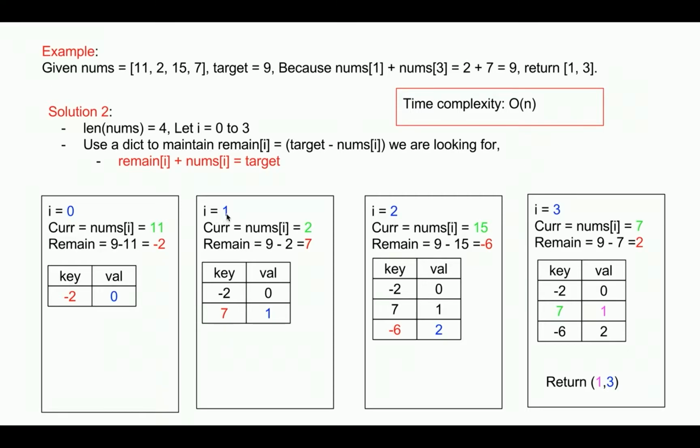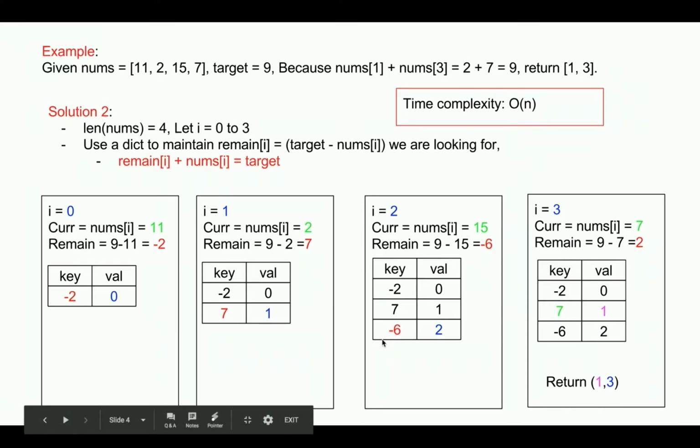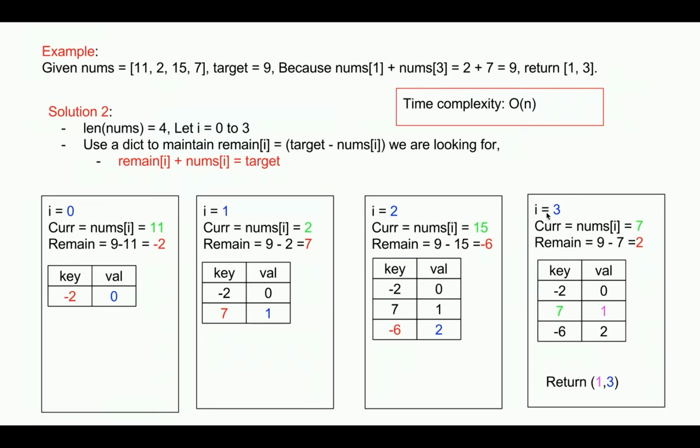When i equals 1, the current value is 2, and the remaining value is 7. And so we keep track of these remaining values too. And the same for i equals 2, and we put the value we are looking for here. By now, we are not lucky enough to find any remaining value in the array. And when i equals 3, the current value is 7. Then we find that we are looking for value 7 here.